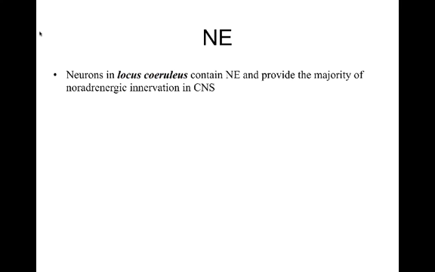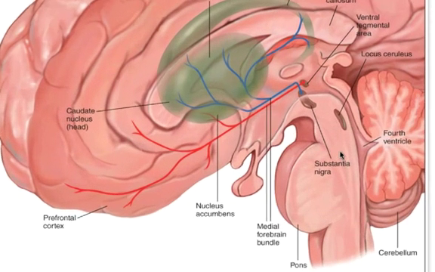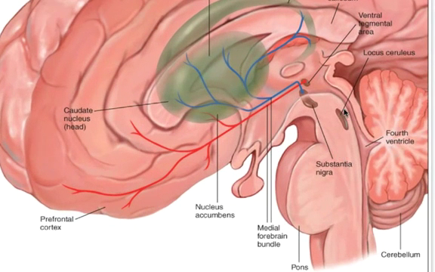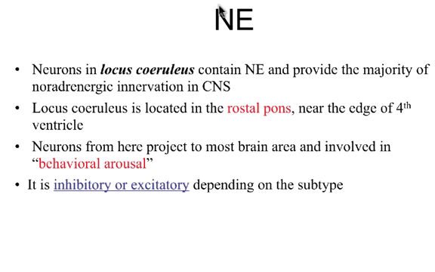In the brain, the neurons that contain norepinephrine are located in an area called the locus coeruleus. This locus coeruleus is located in the rostral part of the pons. Rostral means the upper part of the pons. If you remember, this is the pons, and here's my locus coeruleus. So it's between the pons and the midbrain, and the majority of the neurons in this area contain norepinephrine. The neurons from the locus coeruleus are involved in arousal, behavioral arousal. Norepinephrine can be excitatory or inhibitory, depending on what type of receptor they have.